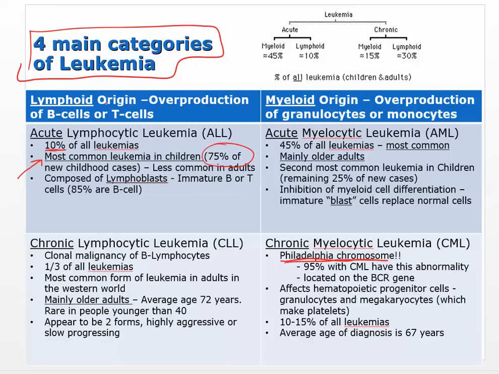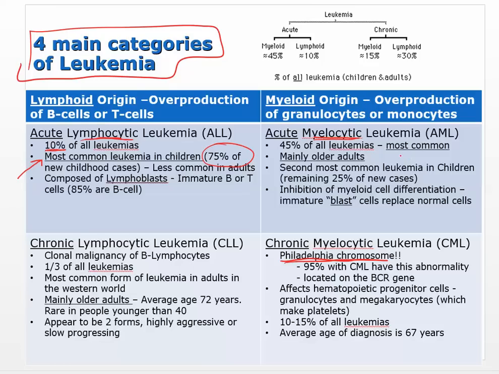Now, if we move over here, so this is lymphoid, so acute lymphocytic. So this is lymphocytic. If we move over here to the other acute leukemia, myelocytic. Okay. Now, this one is 45% of all leukemias. So this is the most common leukemia.